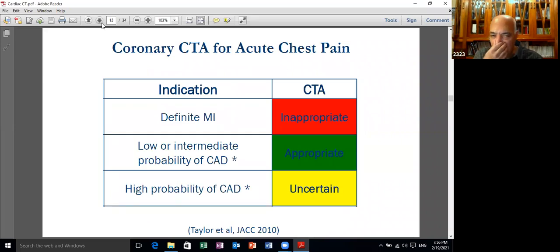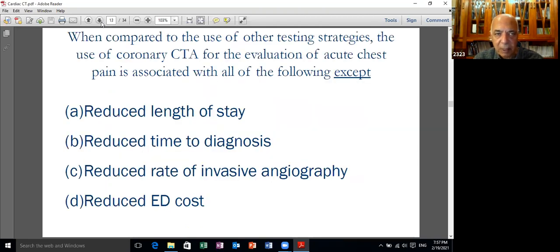So this is from the appropriate use criteria. The most appropriate use of coronary CTA is in low to intermediate risk probability of coronary artery disease. Obviously, for acute coronary syndrome, you go to cardiac catheterization, and it's inappropriate to use coronary CTA. For high probability in stable conditions, it's uncertain whether you use it or not. So it's essentially for the low and intermediate probability of coronary artery disease.